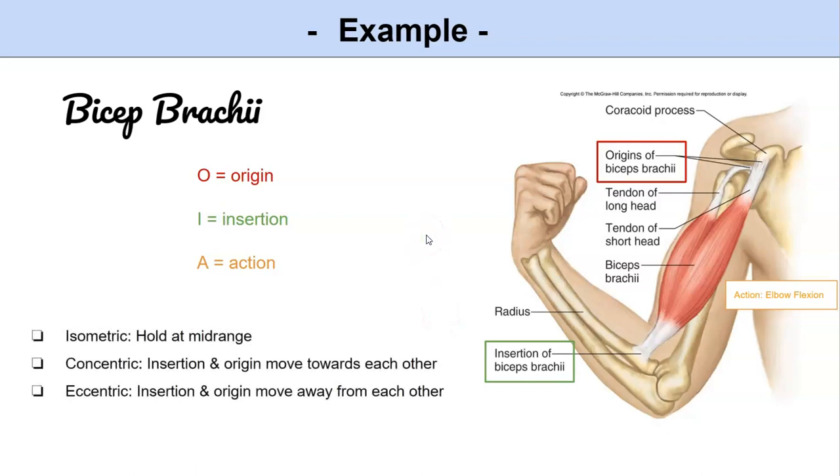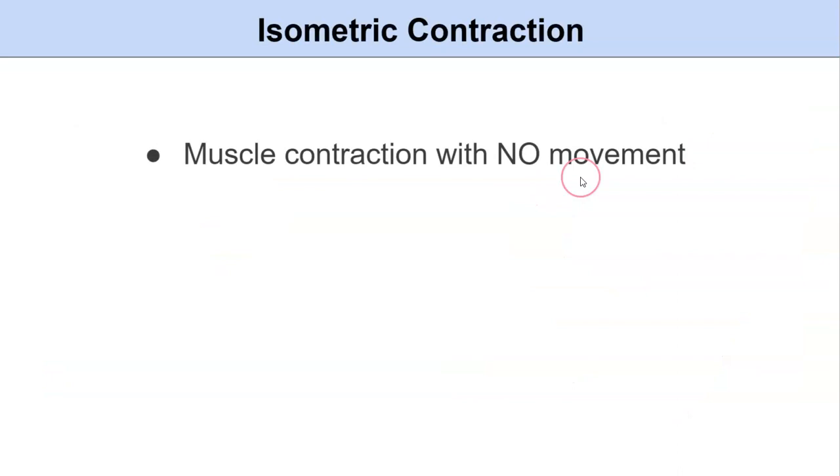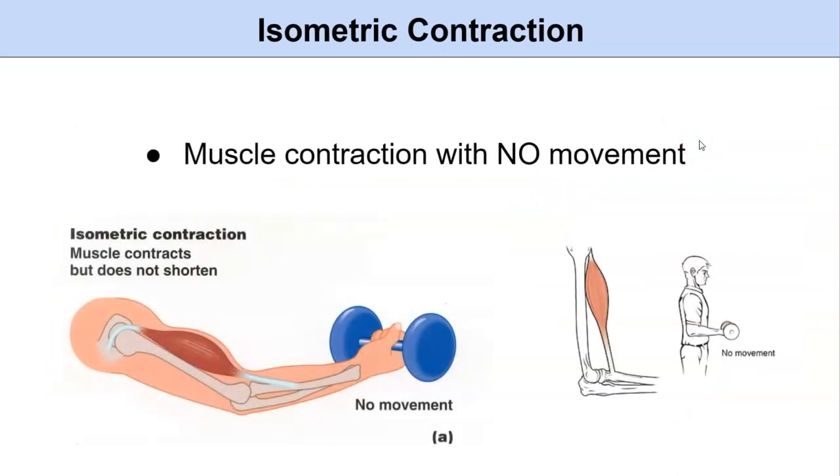Now, we're going to use that information to talk about contractions. We're going to go over each type of contraction individually. You can refer back to this slide on your own after. Let's start with an isometric contraction. An isometric contraction is a contraction with no movement.